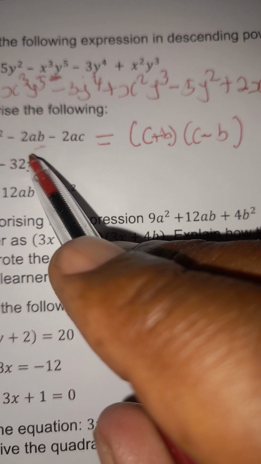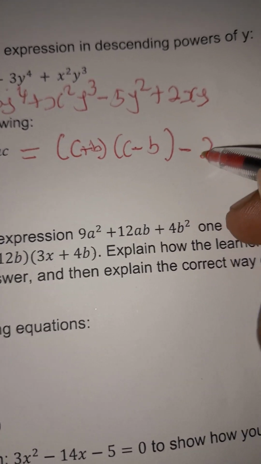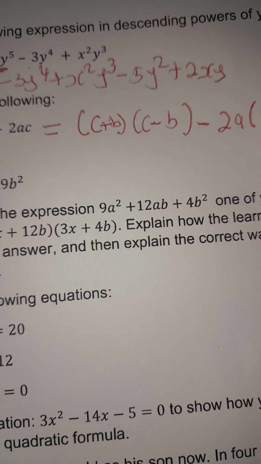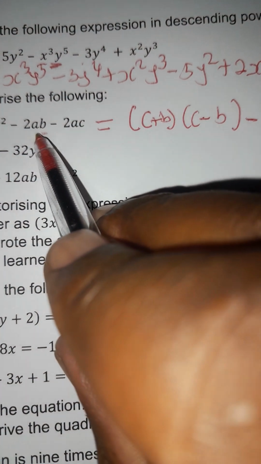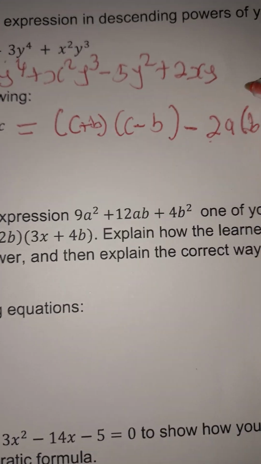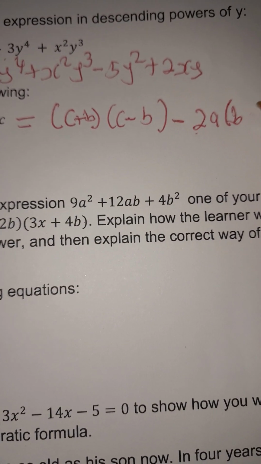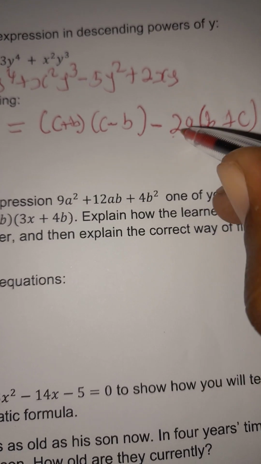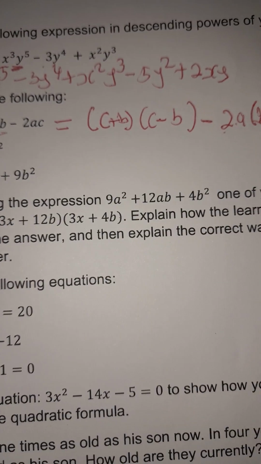Then the second part, we can see that 2a is common, right? So we can factor out 2a. So we are going to say negative 2a. What are we going to be left with? Let's put b here. Because if we say negative 2a multiplied by b, that will be negative 2ab, right? Okay. So how can we go to 2ac? To go to 2ac, what do we need? We need just c here. It will be plus c, because negative 2a times c will be negative 2ac. Then already you have factorized.